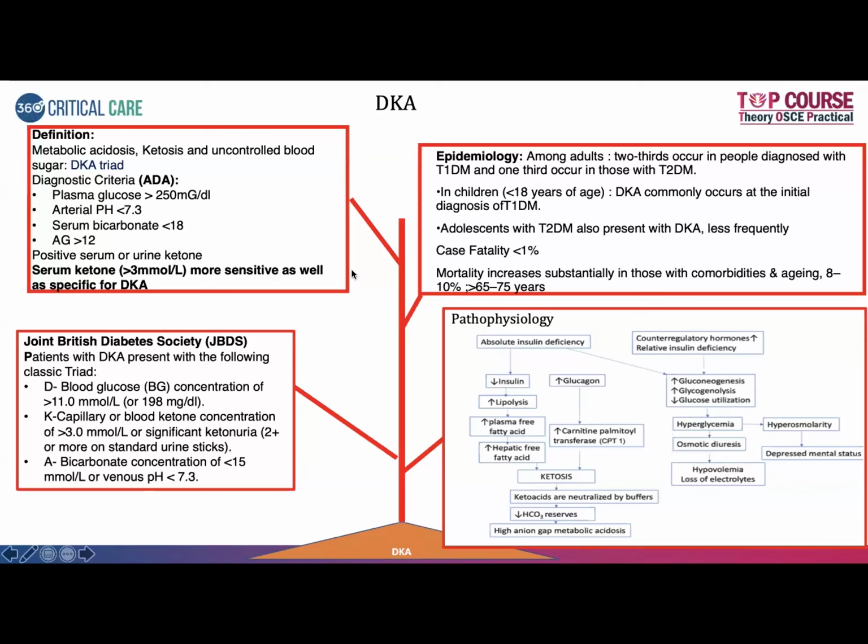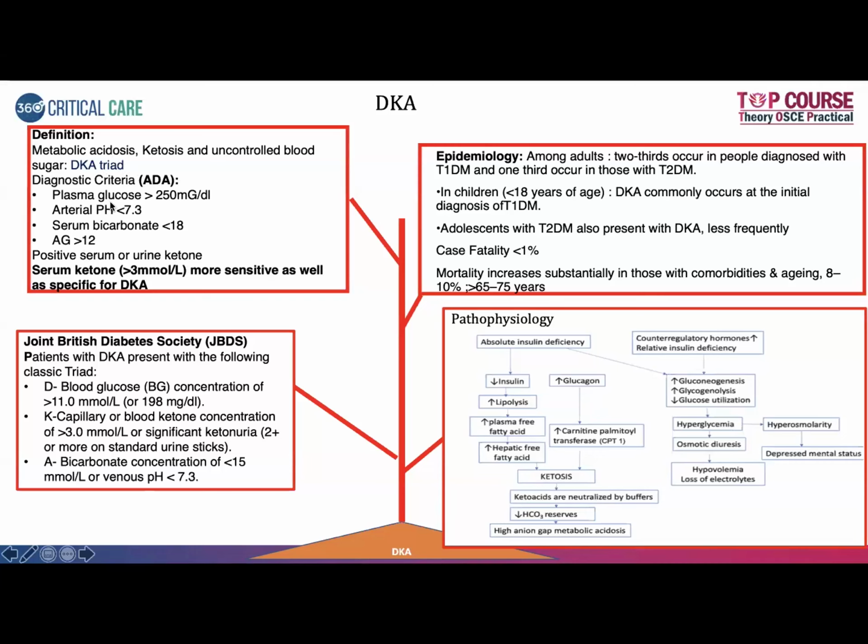So this is a very easy topic. I have combined both the ADA, American Diabetes Association, and the Joint British Diabetes Society guidelines together. Okay, the definition of DKA as per the ADA criteria: the DKA triad involves metabolic acidosis, ketosis, and uncontrolled blood sugar.